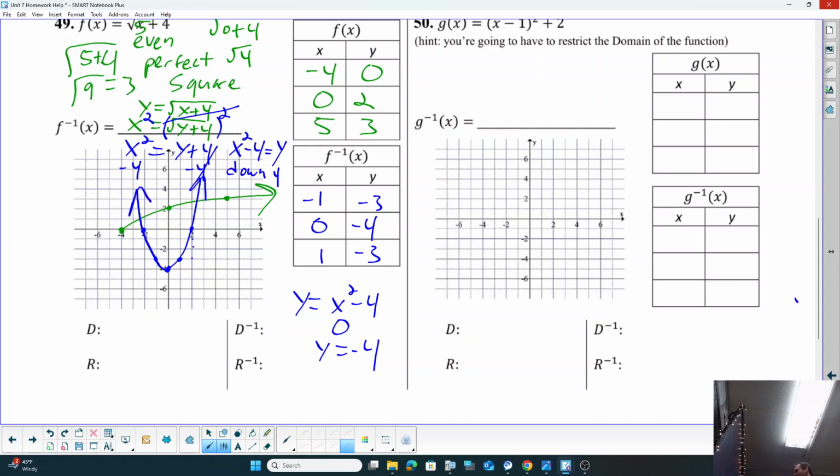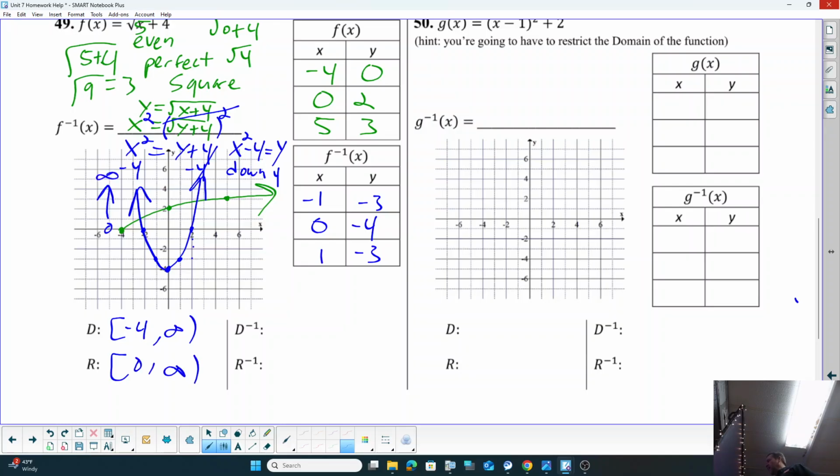Nice. Domain and range as well, and their inverses? Okay, fine. So our domain is going to be negative 4 to infinity, because we're going from negative 4 to the right forever. And then the range will be 0 to infinity. And then for the inverse, the range will actually be down there at negative 4, negative 4 to infinity. And then the domain will actually be negative infinity to positive infinity. So you're going to have to restrict the domain of the function.